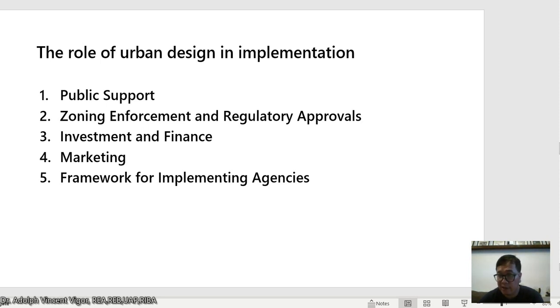Especially here, guys, in the Philippines, it's still a developing country. We have limited budget, or our government has limited budget in various projects. Then of course, marketing. Marketing is important so that the public would know what the project is. And of course, it also attracts possible investors. Then the framework for implementing agencies.